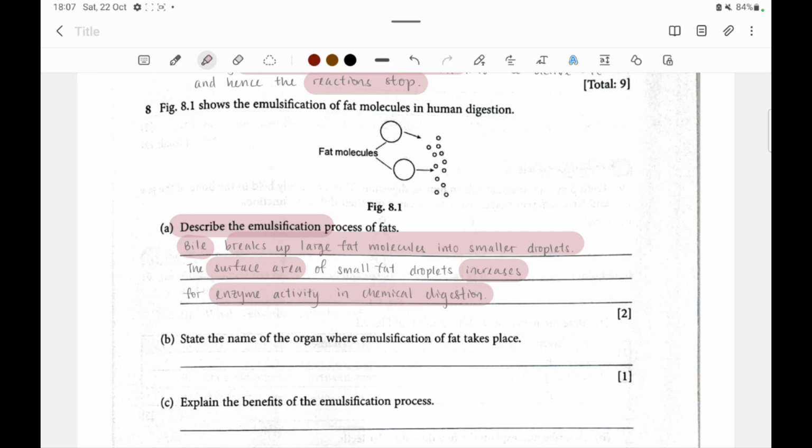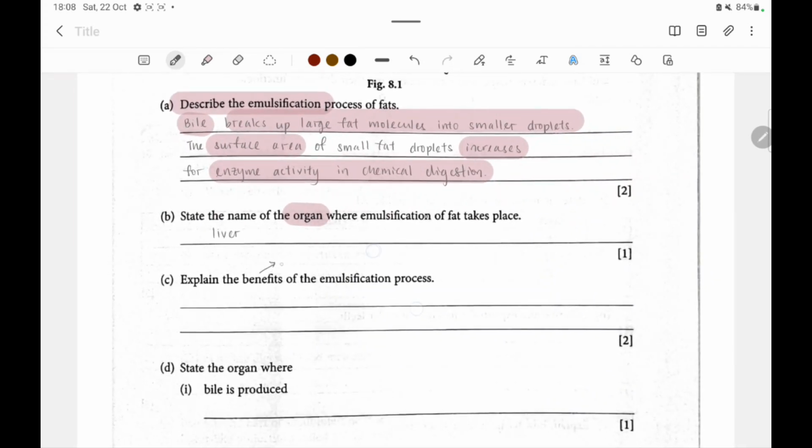Okay, state the name of organ where emulsification of fat takes place. So this one is actually liver. Explain the benefits. So this one they ask you the benefits. The other way of asking that you can write the same answer is actually importance or function or purpose.